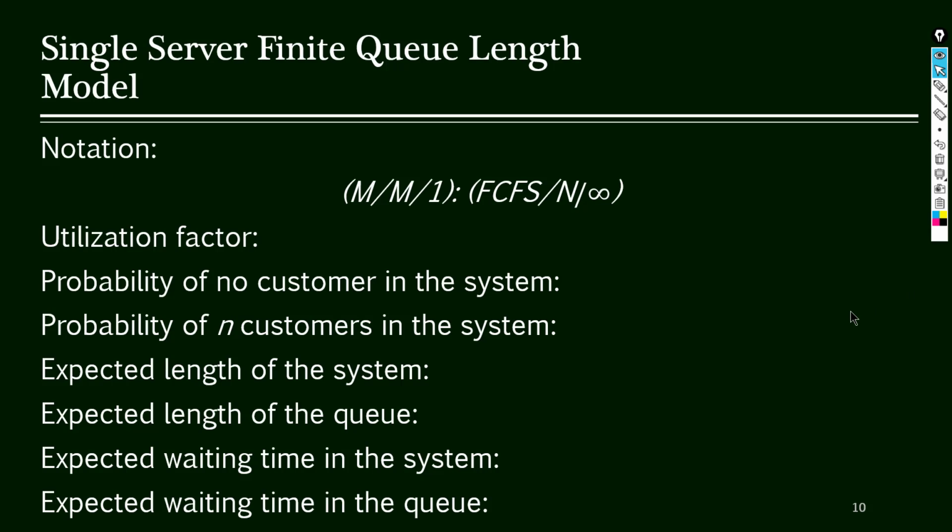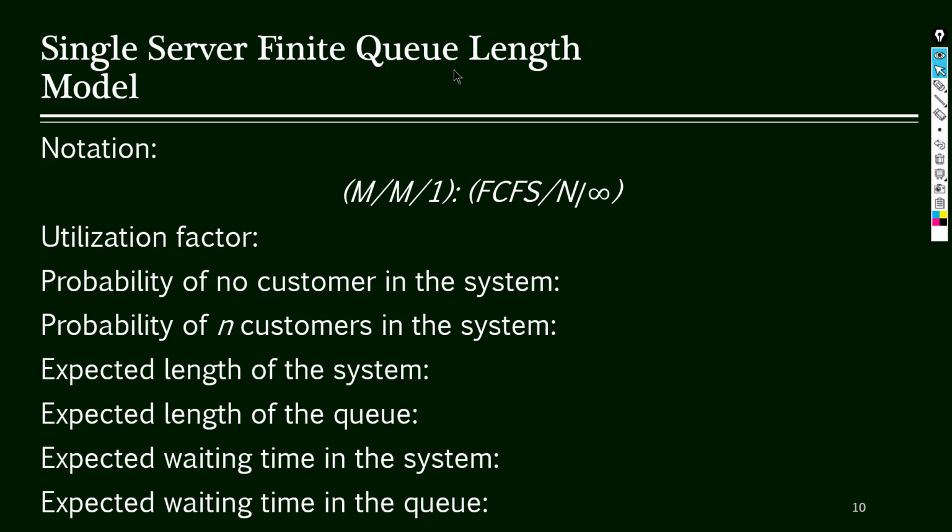Okay, so let us see. We have already seen the infinite queue length model. Now we will see single server, but the queue length is finite. That means you can say that the system capacity is limited, just like the previous example which we have seen of the doctor, the clinic. There may be some restriction that in a day the doctor will be able to see only 50 customers or 50 patients. So that means the queue length is finite.